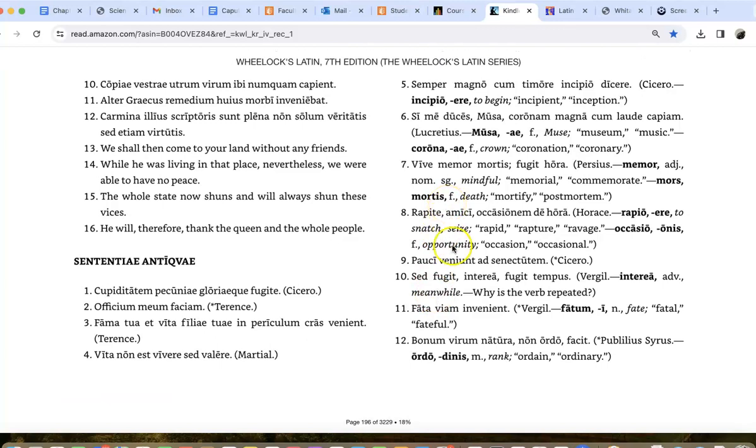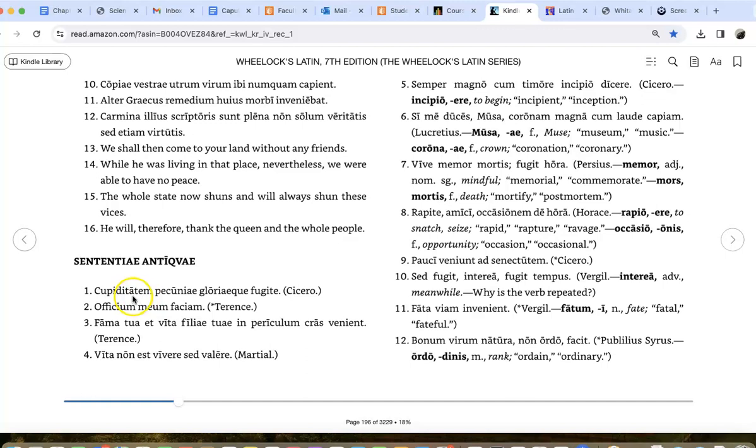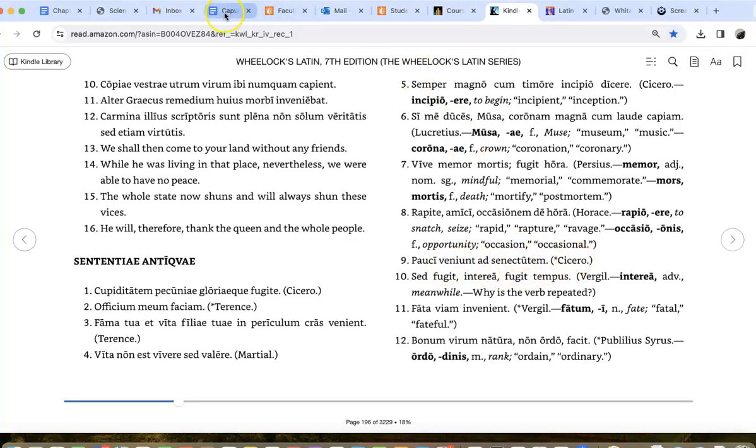Okay. So seize the opportunity. Notice that opportunity is third declension, accusative singular, just like the first one, ending in em. So remember earlier we had cupiditatem, telling us it's third declension, accusative singular, direct object. And then of the hour, fairly straightforward. Cicero: few come to old age.